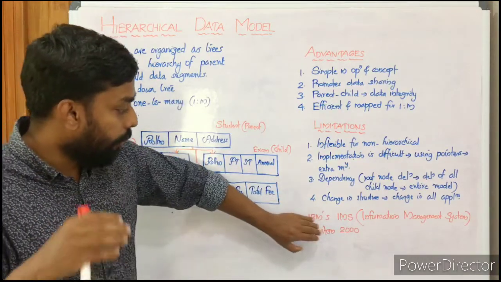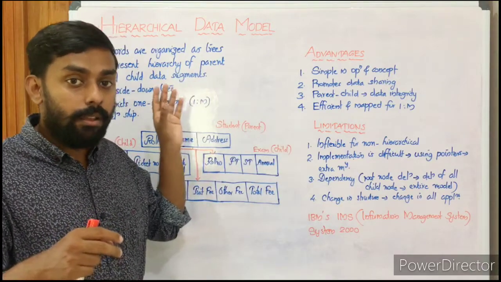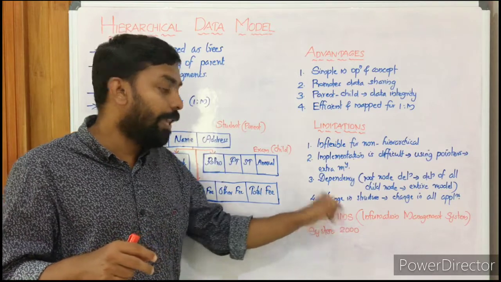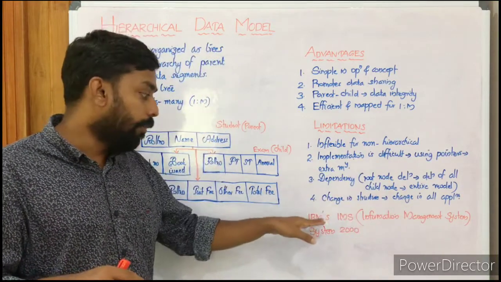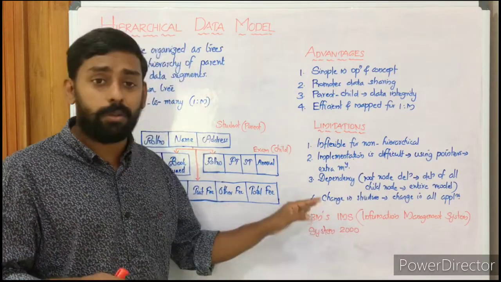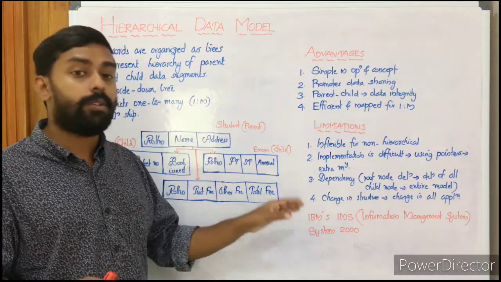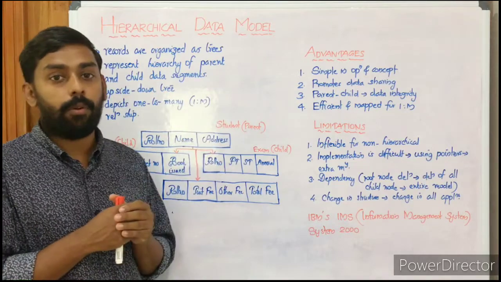And here we have two examples of DBMS which use the hierarchical data model. One is IBM's IMS. IMS stands for Information Management System. IBM's IMS, Information Management System, and System 2000 are examples of the hierarchical data model. These two use the hierarchical data model. So this is all about the hierarchical data model.